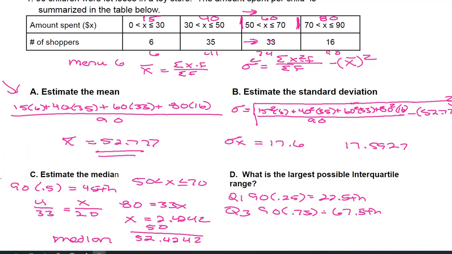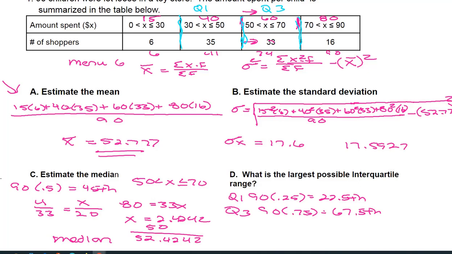All right, now the 22.5th piece of data is definitely going to be in this class right here. Let me use a different color. This is where it's definitely going to be, because we've only used up 6. So the 25th is definitely going to be in here. And the 67th, well, we've used up 41, and then we go another 33. The 67th piece of data is definitely going to be in here. All right, so our Q1 is in here, and our Q3 is in here.